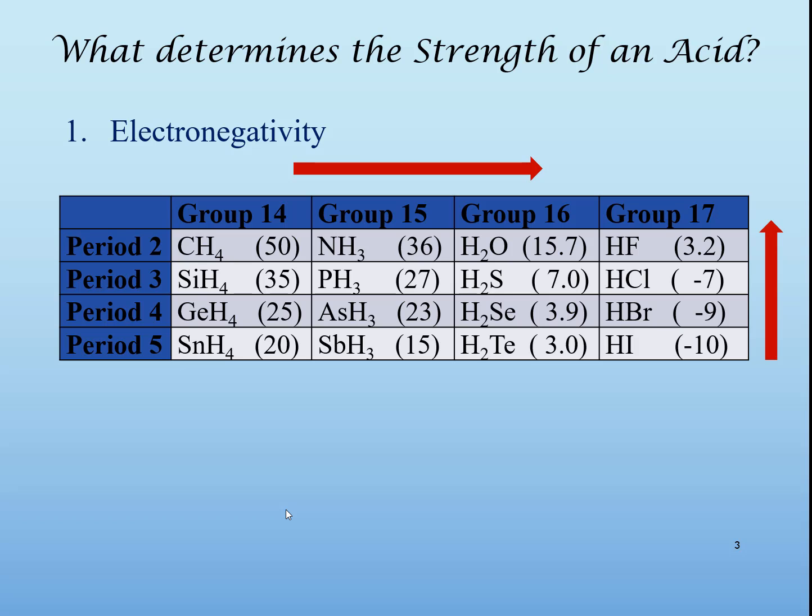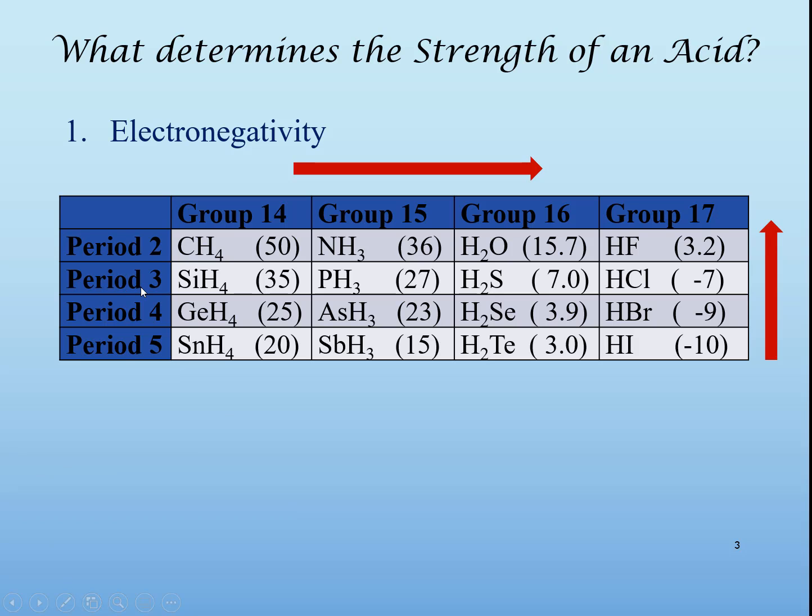Methane, which is considered a very, very weak acid with a pKa of 50, is a much weaker acid than ammonia, which is also not really considered an acid, and water. Hydrofluoric acid, on the other side, is a significantly stronger acid. It's still considered a weak acid in the big scheme of things, but we would consider this an acid.